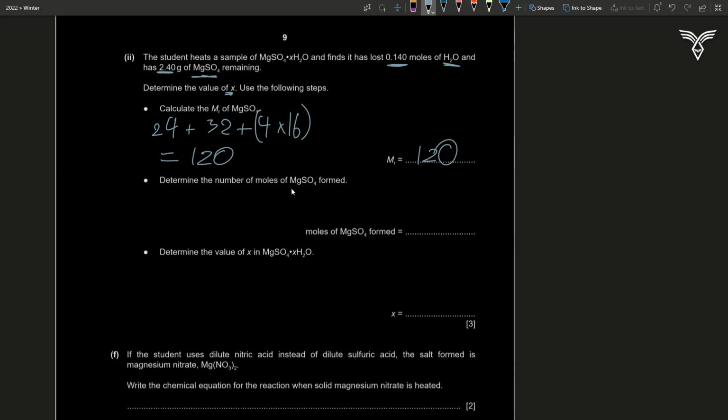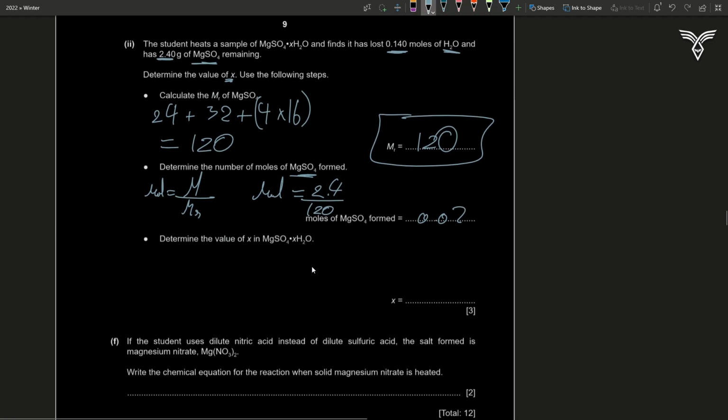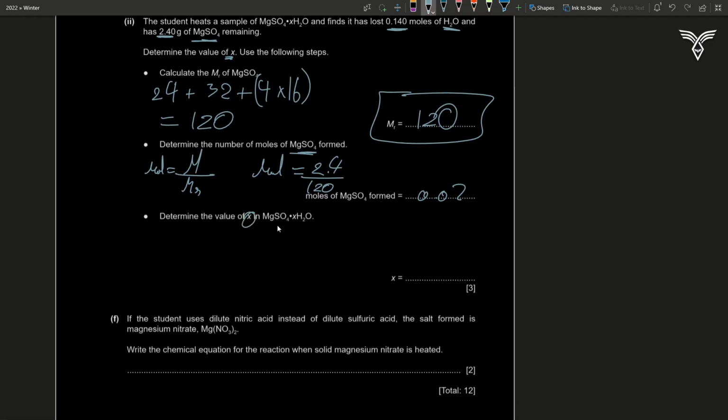Determine the number of moles of MgSO4 formed. We got the Mr and we know that moles equal mass over molar mass. We have the mass, 2.4. So moles equal 2.4 over 120, which gives you 0.02 moles. Then: determine the value of X in MgSO4 and its hydrous part.